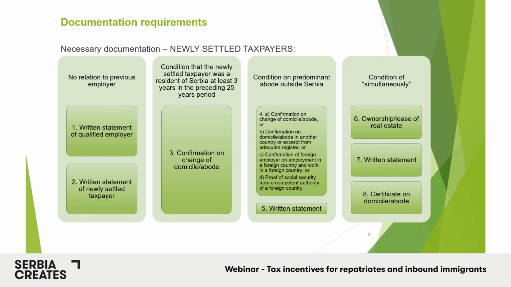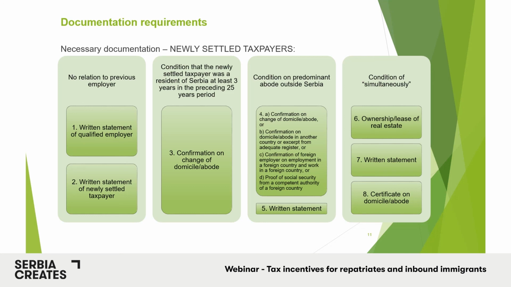But even if you don't have this, then you can provide us with a confirmation from your foreign employer that you have been employed abroad and working abroad during this period. But if you have been an entrepreneur or a freelancer, and you can't provide us with a certificate from your employer, then proof of social security from the competent authority of the foreign country you've been living in is sufficient evidence that you have been outside of the country predominantly for the period of 24 months. Of course, the confirmation must cover this period.